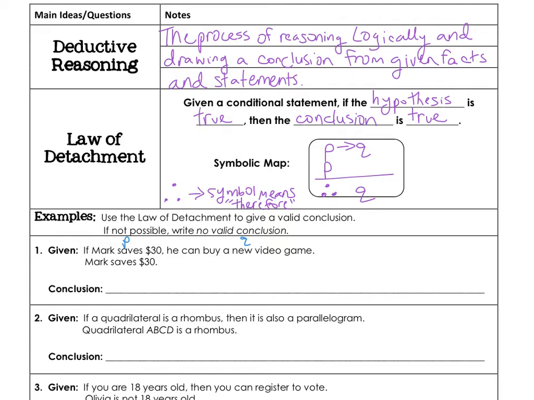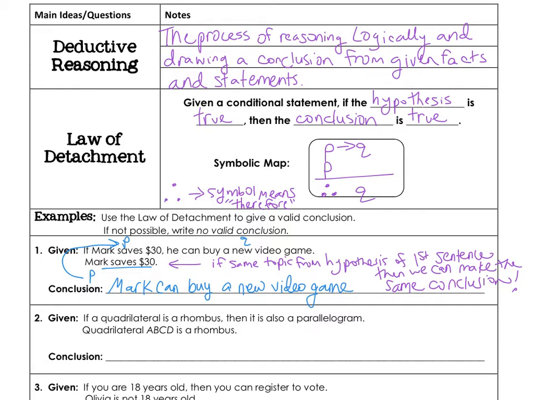But now if the second sentence starts with the same topic as the hypothesis, then that means that we can make the same conclusion. So if it says that Mark saves $30, if you notice that that is the same topic as our original hypothesis, then we can make the same conclusion of the first sentence. So we can say that Mark can buy a new video game. And this is probably something that you do want to write down, or the reason why we can make that conclusion. So if we have the same topic here from the hypothesis of the first sentence, then we can make the same conclusion, and there is the conclusion.